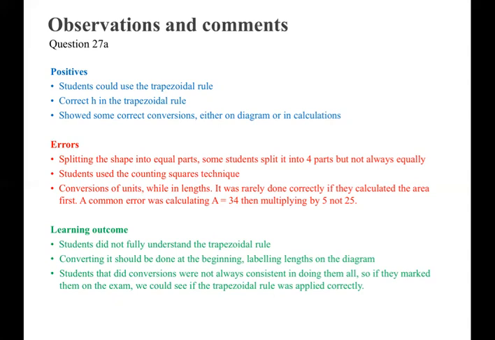Either, it's just that they weren't always as consistent. The errors that happened were sometimes, even though they used their trapezoidal rule, they just didn't divide it up equally. So sometimes they didn't do equal parts. Sometimes they split it up into 4 parts. Sometimes that was equally done, or sometimes not equally done.